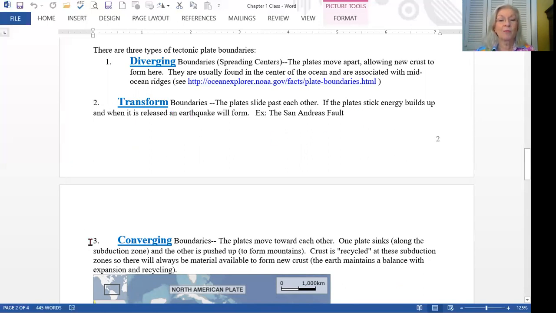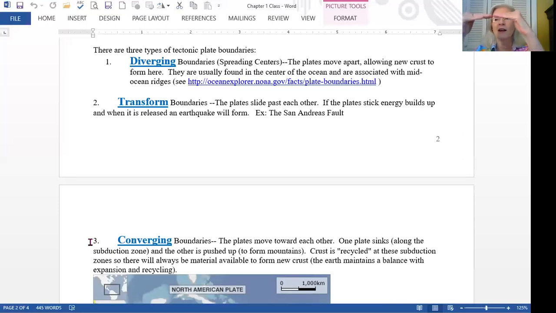And then the third type were the converging boundaries, and that's where the plates move towards each other. So a lot happens at a converging boundary. When the plates come together, you've got a couple of different scenarios. Typically what will happen is one plate gets pushed down and that forces the other one up. So the one that gets forced up makes a mountain range, and the one that gets forced down, that downward thrusted crust is reabsorbed into the mantle. And it's sort of like a recycling, if you will, of the earth crust.